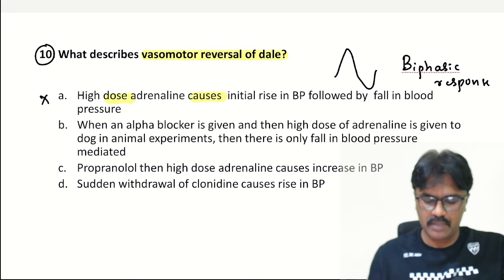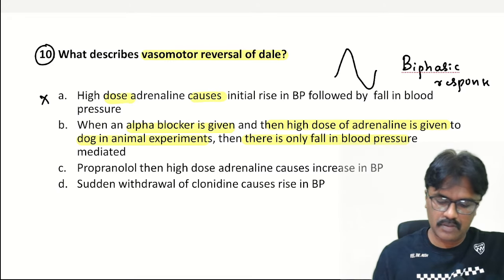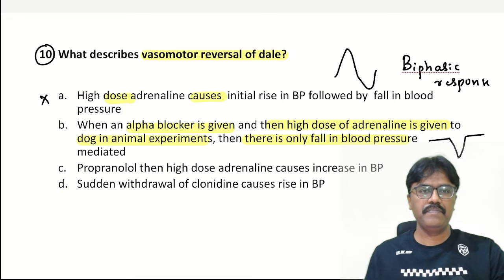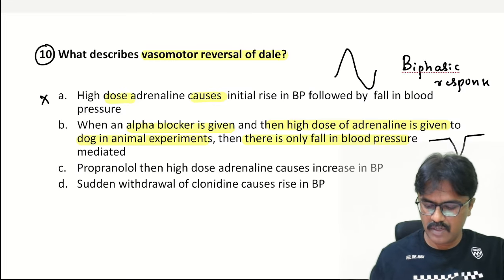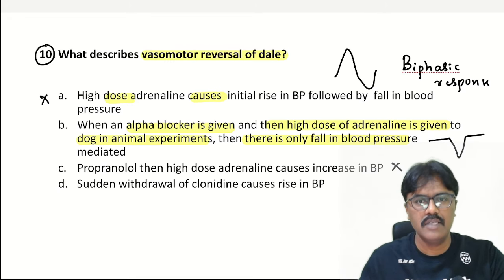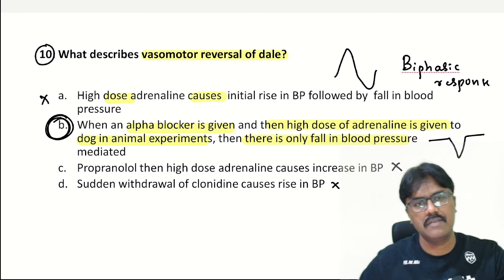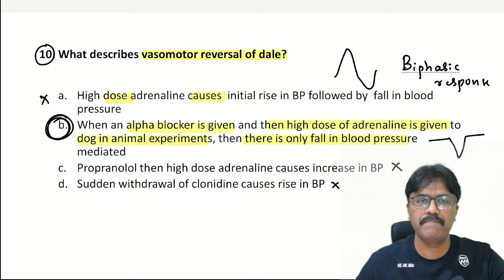Second, when an alpha blocker is given, and then a high dose of adrenaline is given to a dog in an animal experiment, there is only a fall in blood pressure. Yes, this is what we see when we give alpha blocker and then adrenaline: fall in BP. That is called vasomotor reversal of Dale. Then propranolol, then high dose of adrenaline causes increase in BP. No, this is not vasomotor reversal of Dale. Sudden withdrawal of clonidine causes rise in BP. Yes, that is correct, but that is not the vasomotor reversal of Dale. So the answer for this question is option B, repeatedly tested. What describes vasomotor reversal of Dale? Clear? Yes.